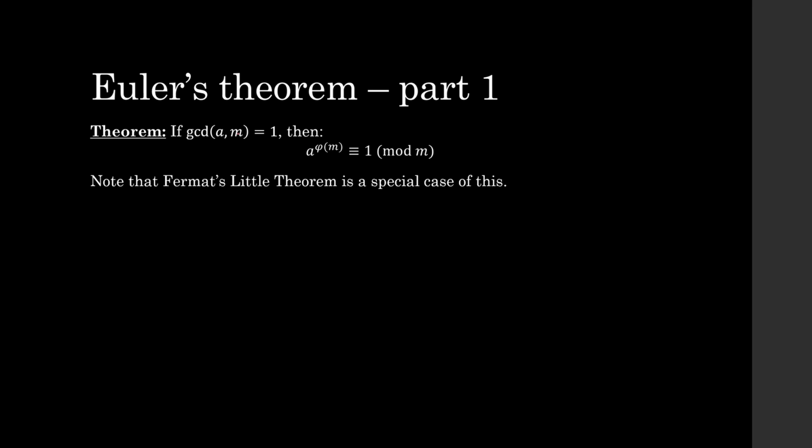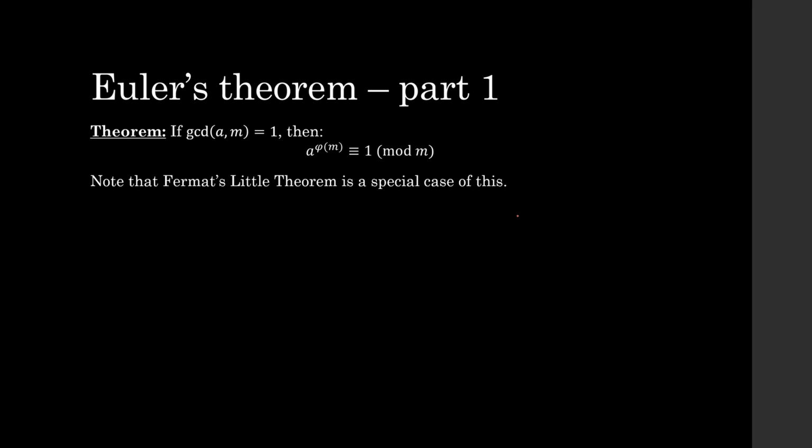So Fermat's little theorem is a special case of this, right? When I replace m by p, the greatest common divisor is equal to 1, so I can just forget that condition. And we just saw that the totient function of p is p minus 1. So this theorem would give me that a to the p minus 1 is congruent to 1 mod p, which is exactly what Fermat's little theorem says.